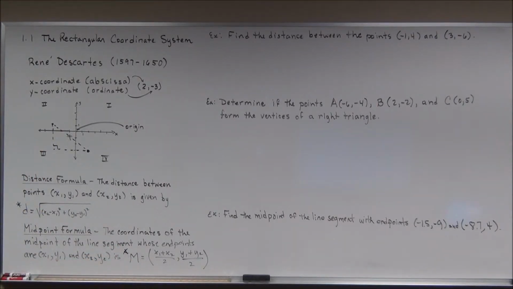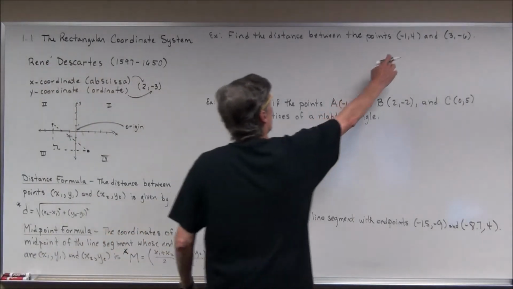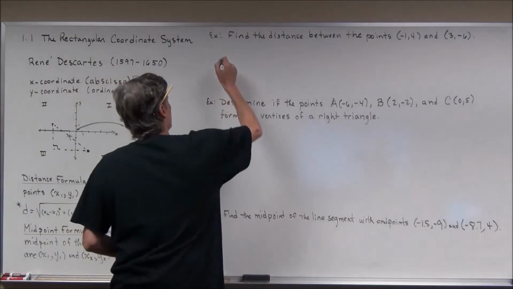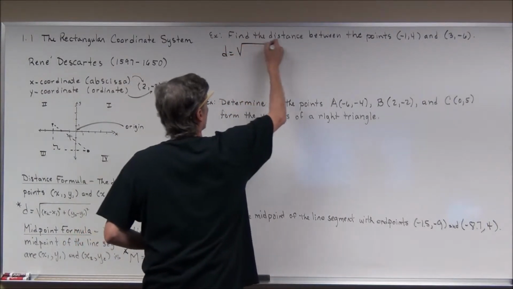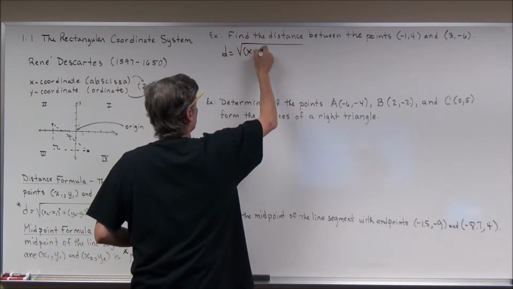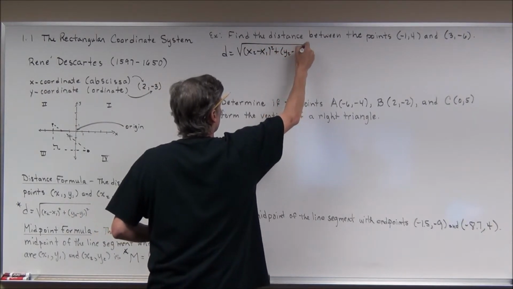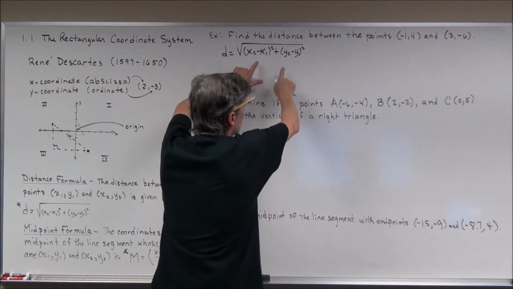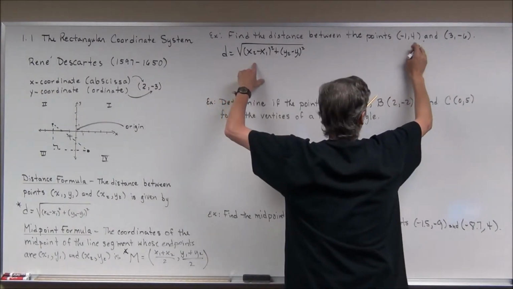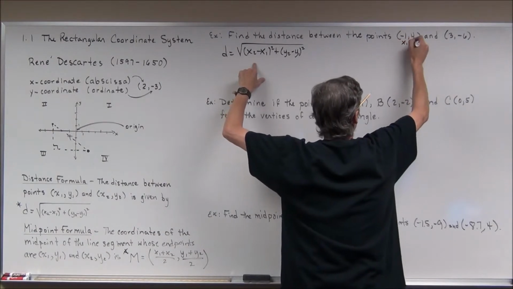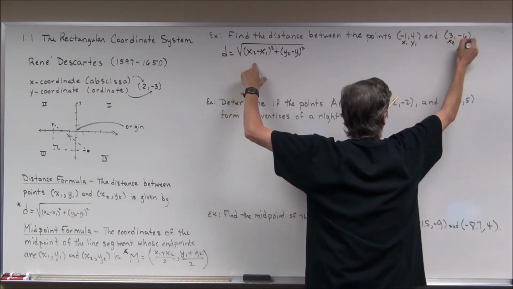Find the distance between the points (-1, 4) and (3, -6). This is just using the formula. So the distance is equal to the square root of the difference in the X values and the difference in the Y values, those quantities squared. Now, it doesn't matter if you call this x1, y1 and this x2, y2, just be consistent. Let's say I call this x1, y1 and this x2, y2.